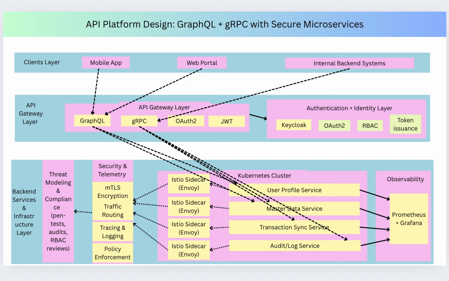Each of these clients interact with the platform via secure HTTP or gRPC calls depending on the context. Mobile and web clients use GraphQL over HTTPS to send queries tailored to their UI needs. Then we have internal backend systems, which typically communicate via gRPC, which provides low latency, high throughput binary communication.